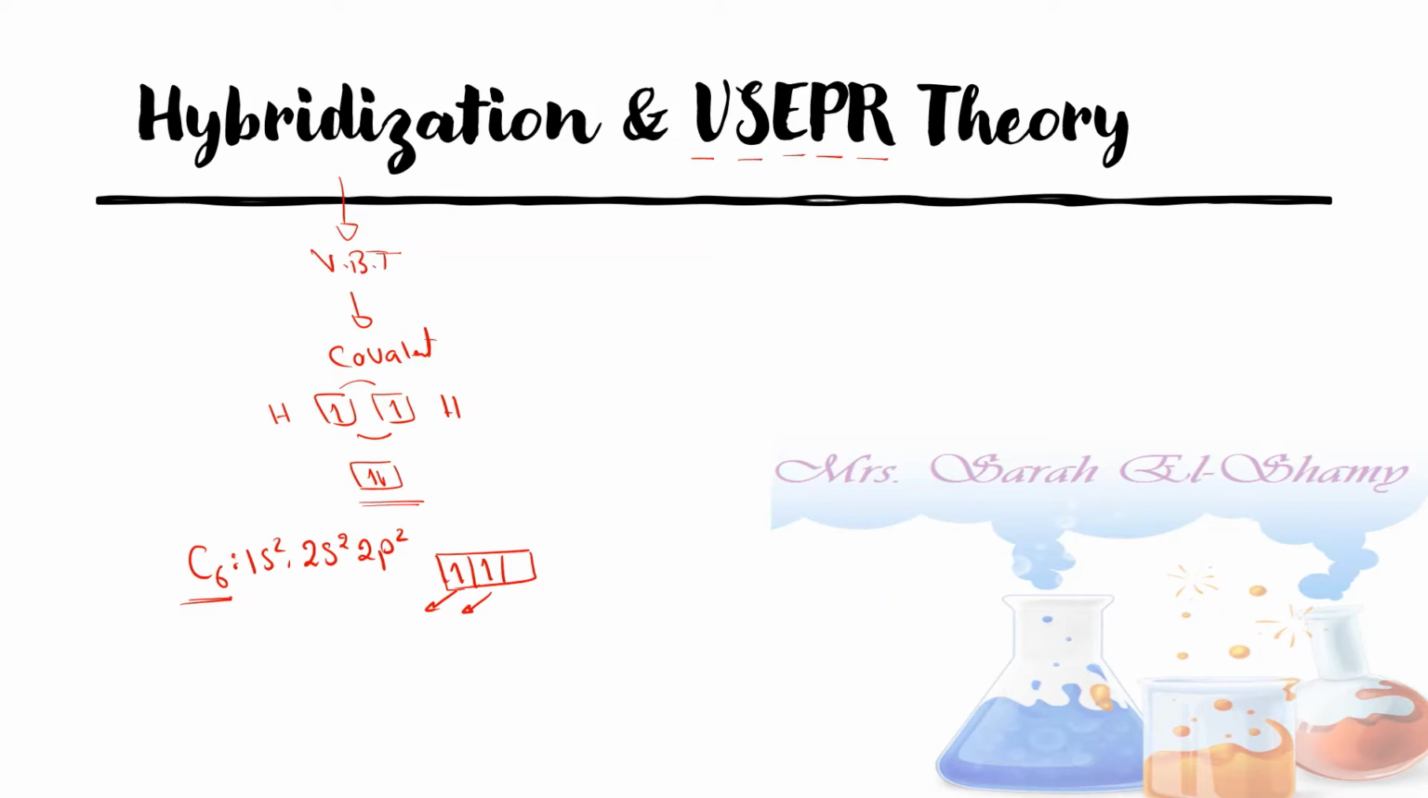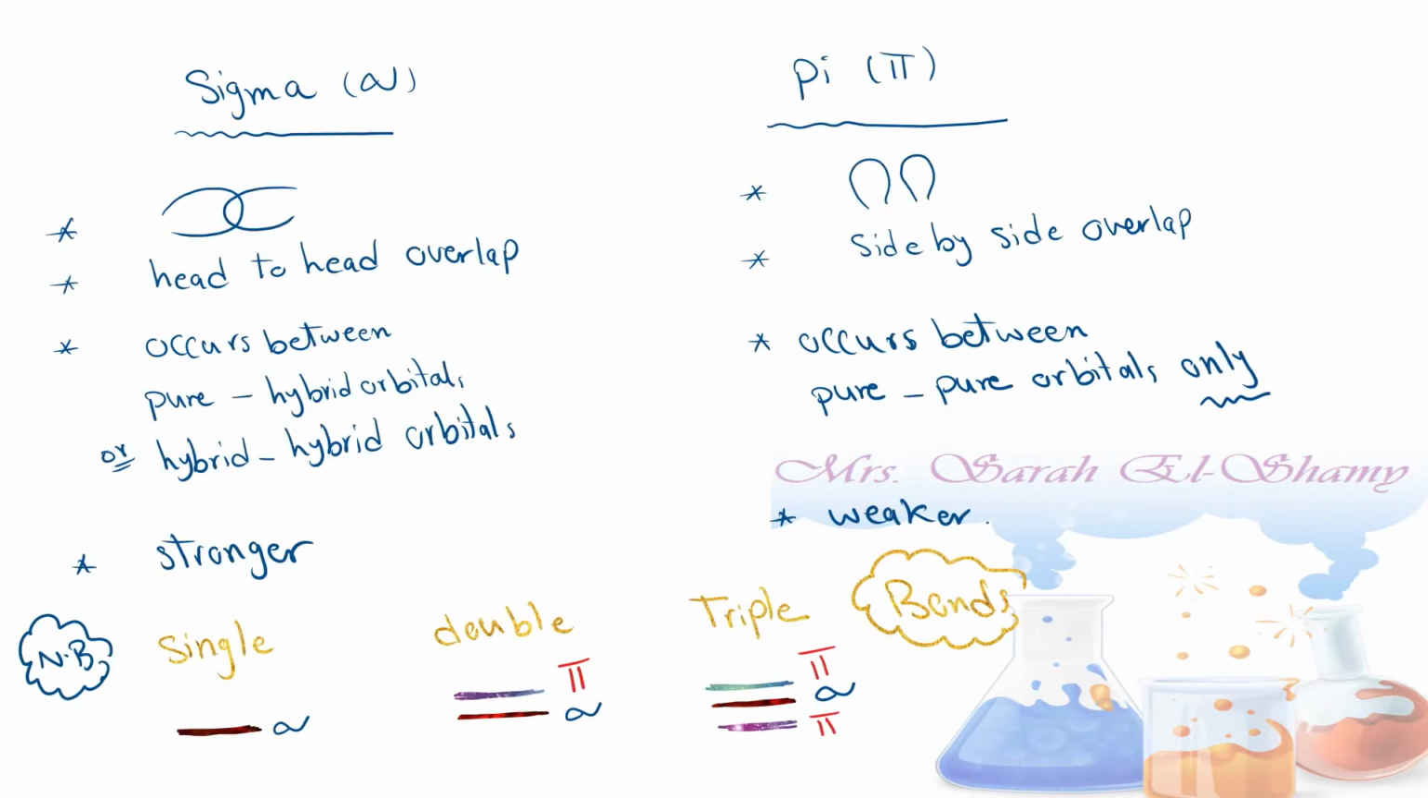So here, let's start about the relation between hybridization and VSEPR theory. But first, you should know the difference between sigma and pi bond. Let's consider the comparison or the difference between sigma and pi bonds.